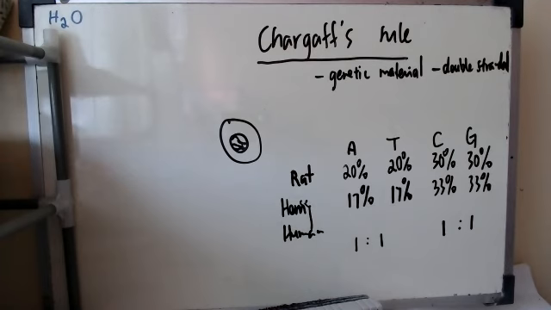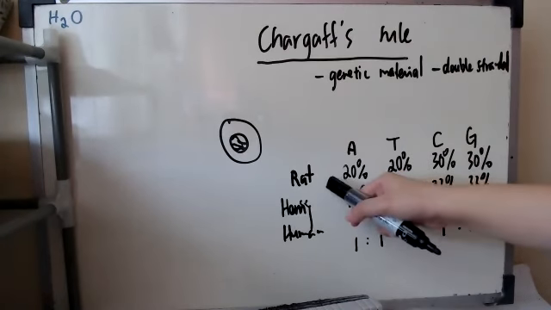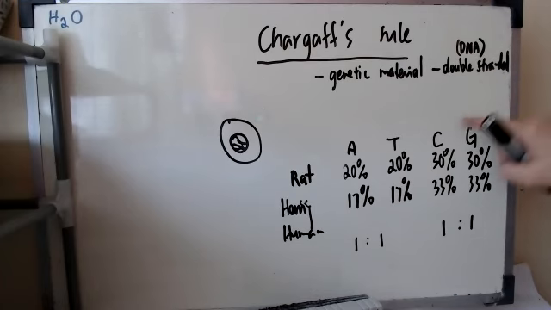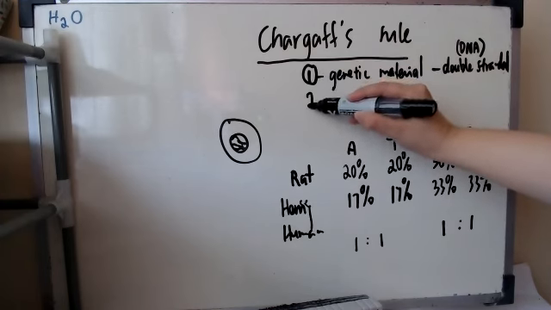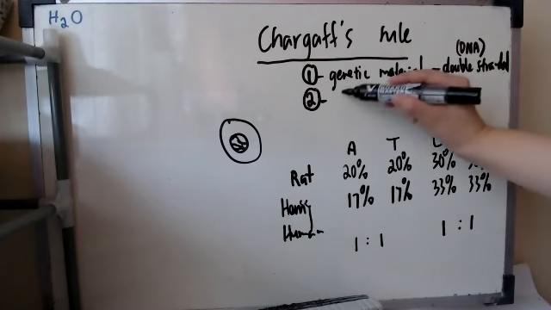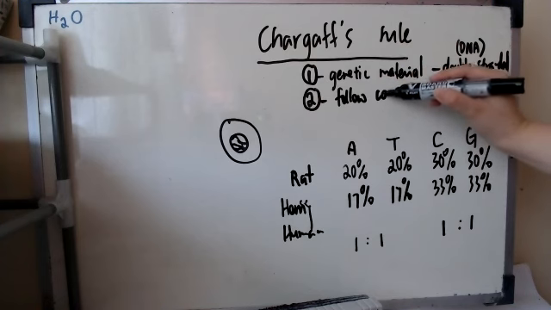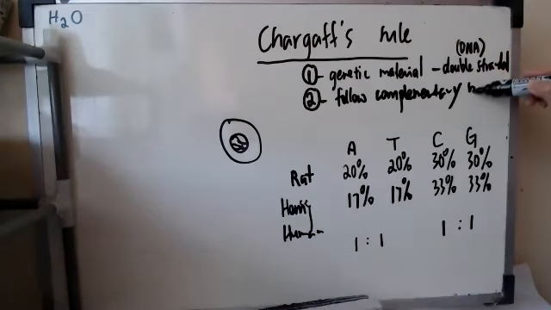Okay, so in other words, the genetic material of that organism must be DNA. That's why it's double-stranded. It must be double-stranded, then only you follow this rule. So that is the first prerequisite. The second one, the genetic material must follow complementary base pairing.